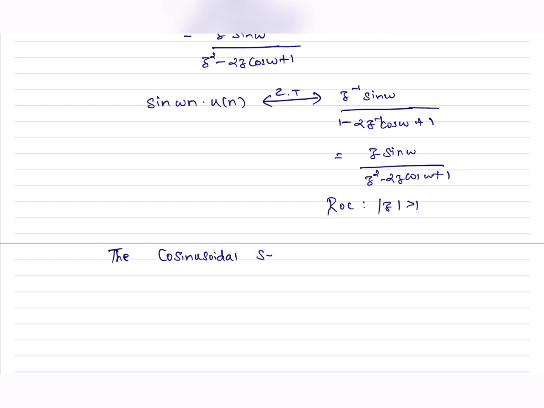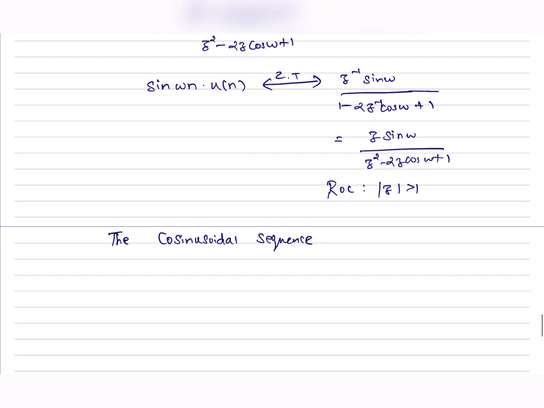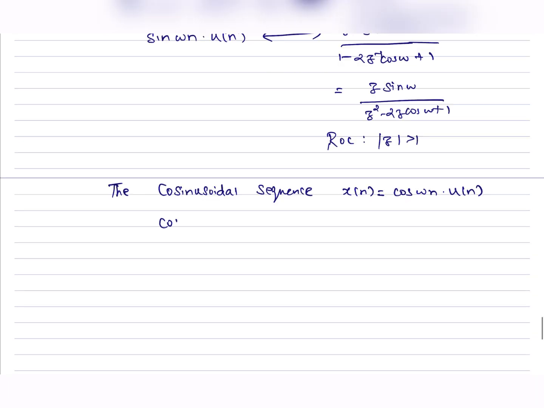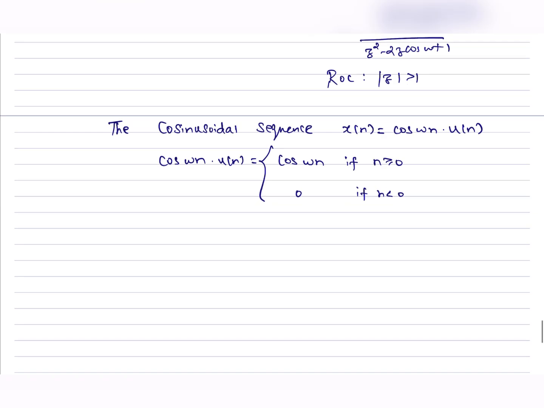Alright, now let us get into the last sequence. We have the cosinusoidal sequence where we have x of n equal to cos omega n into u of n. The function is cos omega n if n is greater than or equal to 0. For n less than 0, it's going to be 0.